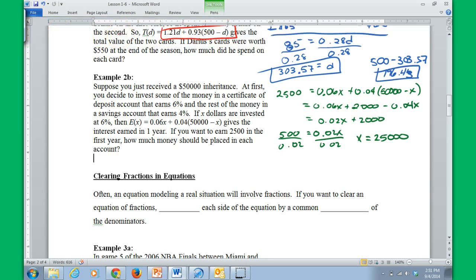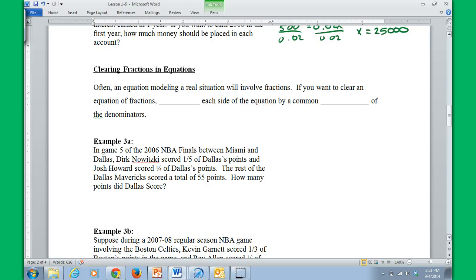We have clearing fractions in equations. How many of you like fractions in your algebra? Only a couple of you. Okay, I'm not surprised. I don't really enjoy having fractions, but there is a way to clear them out. Often in equation modeling, a real situation will involve fractions. And if you want to clear an equation of fractions, you are going to multiply each side of the equation by a common multiple of the denominators. All right?